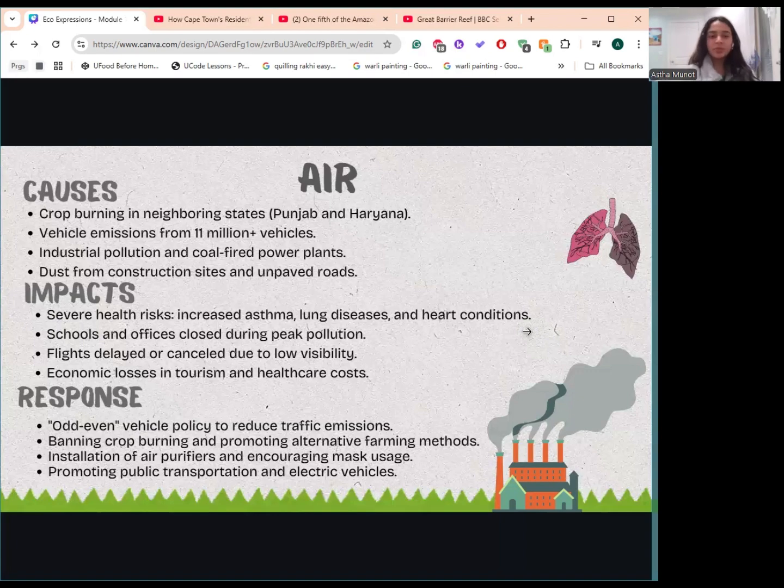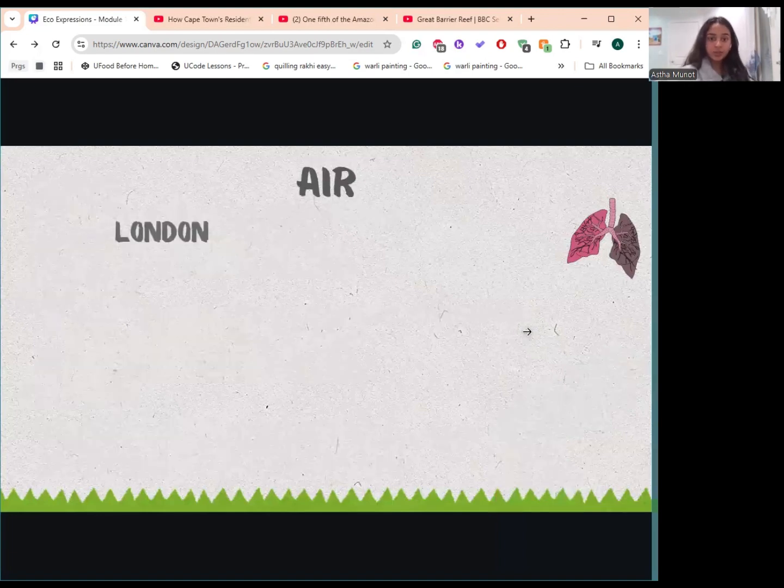And it encourages people to get carpools or use public transport. Moreover, they're putting regulations on crop burning and banning it in certain parts, promoting alternative farming methods to get rid of all the remnants of the plants. They're also installing air purifiers and encouraging mask usage to protect the health of their citizens, and promoting public transportation and electrical vehicles that don't contribute to air pollution as much as normal vehicles do. So that's how they're working to combat the issue of air pollution in Delhi.